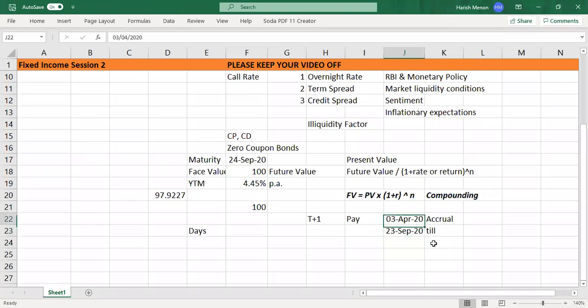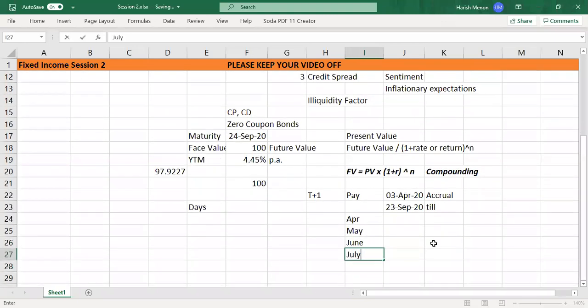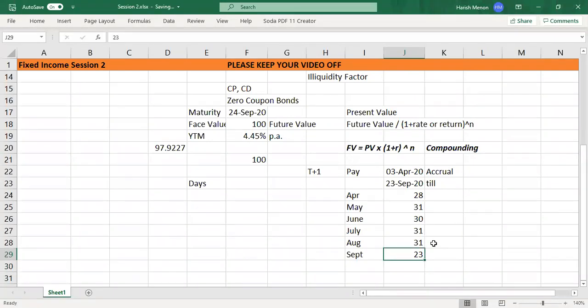So what you have to do is calculate the number of days. I will go the old fashioned way. I know Excel has functions, but my objective here is not to teach you Excel functions. We are discussing pricing. So April 28 days, May 31, June 30, July 31, August 31, September 23. Only till 23 September, you add all of this, you get 174 days remaining till maturity. So the number of days for which you will get this particular interest is 174 days.